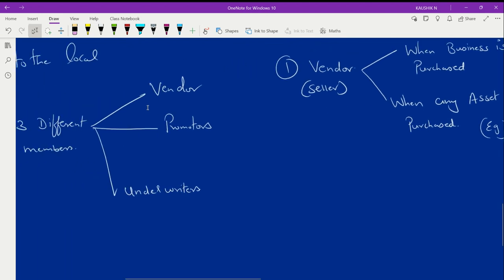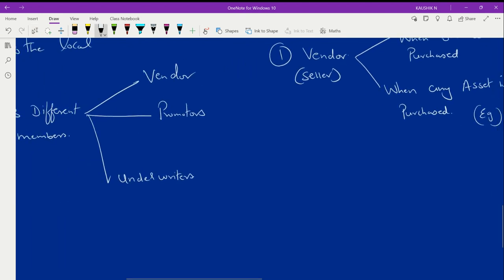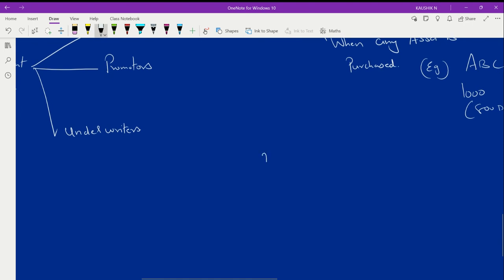Right. Now coming to promoters, the second category of people. What do you mean by the word promoter, or who are promoters? Whom do you think promoters are? According to you, from your viewpoint, whom do you think promoters are? What is their role? What are their responsibilities?